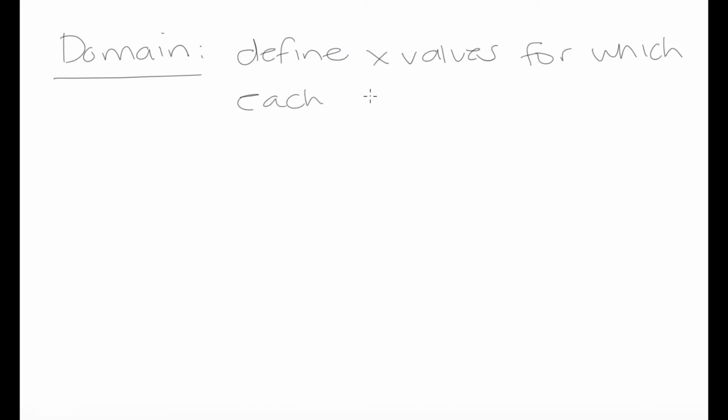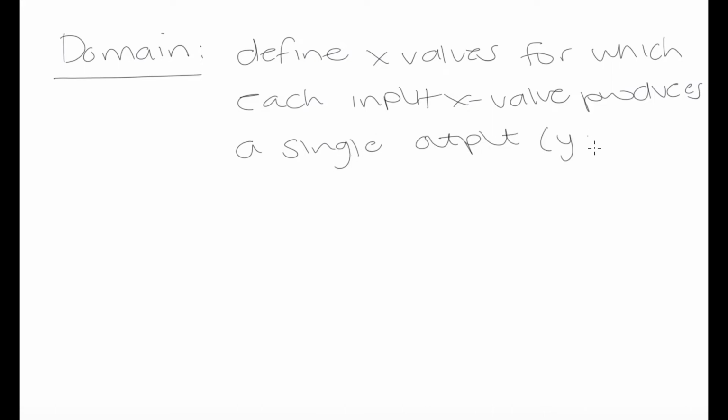So what are domain and range? Let's start off with domain. The domain is going to define the set of input values for x, for which each input value is going to produce a single y value. So the domain is going to basically define our x values, for which each input x value produces a single output, or y value.